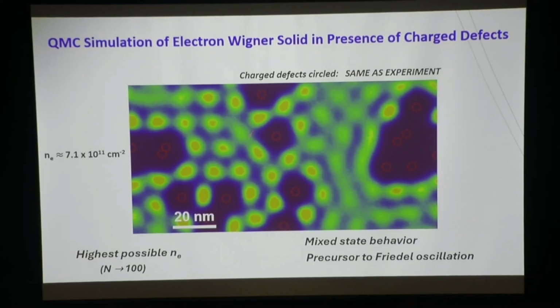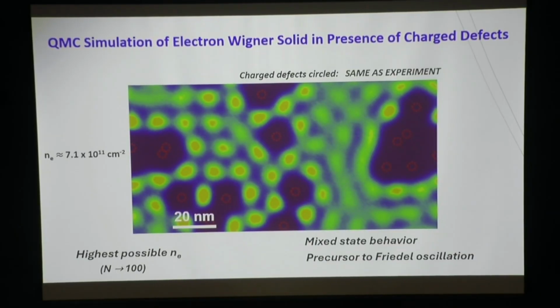The electrons are starting to circle the charge defects. Unfortunately, this is the highest that they could go, 7 times 10 to the 11 electrons per square centimeter, because that's about 100 electrons. They can't do more. Their computers are not big enough. Nobody's computer is big enough, unfortunately. We need bigger computers.